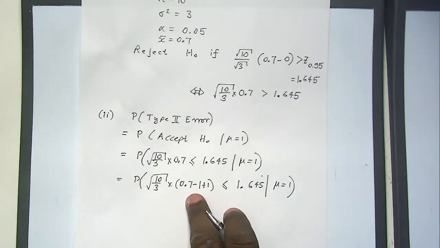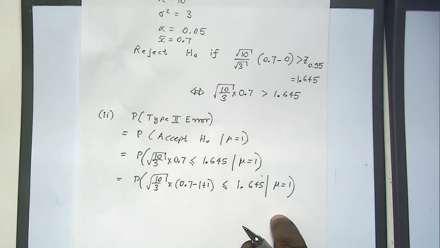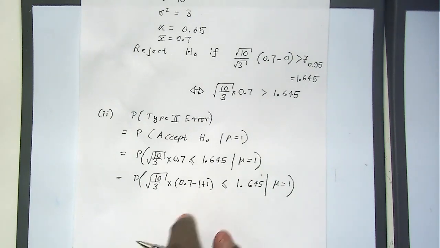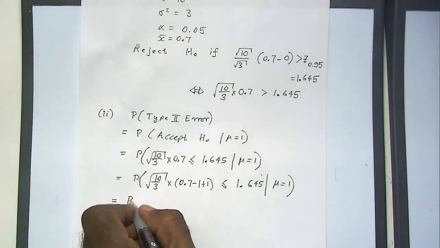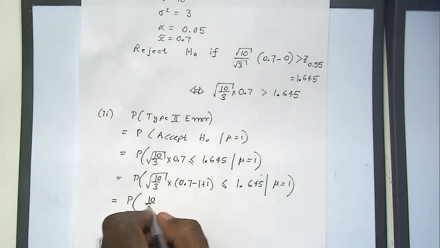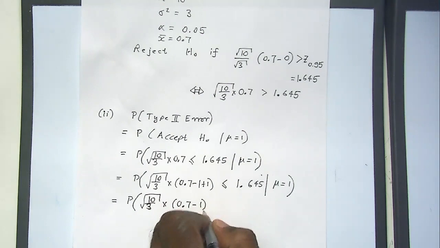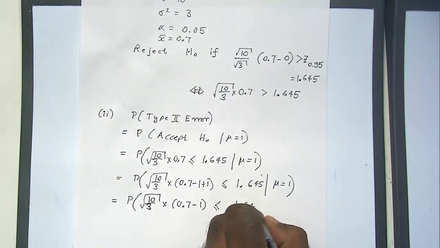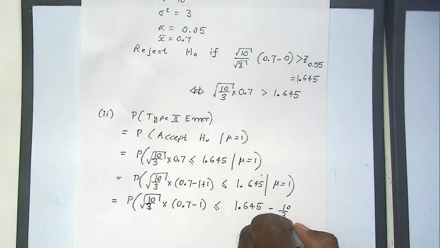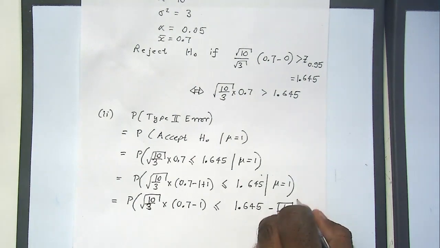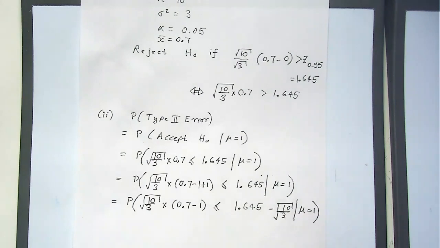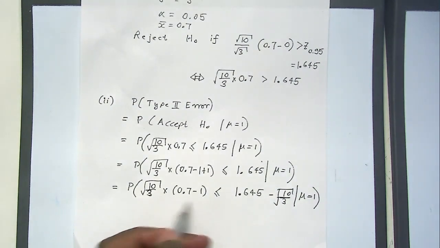Do you see why I'm doing this? Because the true population mean is 1, not 0. So I'm taking away 1 and adding a 1, right? Okay. All right. Now, what can you say about this guy? I think I talked about this in the lectures some time ago. What can you say about this number here?